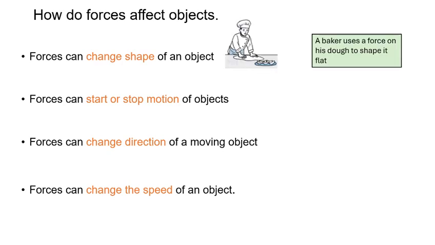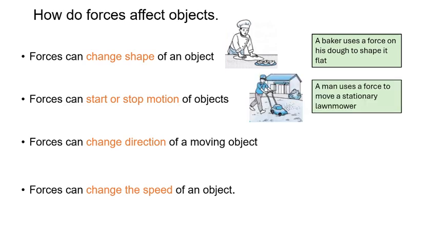Okay, let us look at the changing of a shape. Here we are looking at a baker who is busy flattening the dough. The dough was not flat, so what the baker did was flatten the dough using the force of his hands. Another example, of starting or stopping a motion: a man uses a force to move a lawnmower from a stationary position to a moving position.